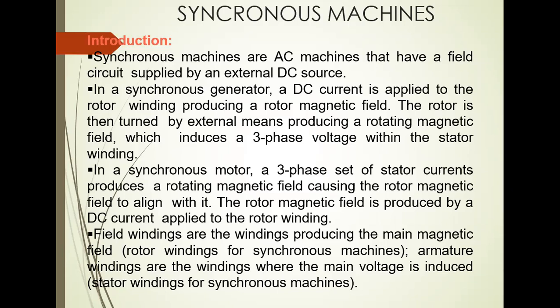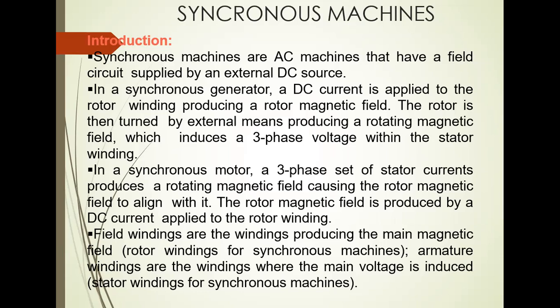So here, synchronous machines are AC machines that have a field circuit supplied by an external DC source. DC current is applied to the rotor winding, producing a rotor magnetic field. The rotor is then turned by external means, producing a rotating magnetic field which induces three-phase voltage within the stator winding. In a synchronous motor, a three-phase set of stator currents produces a rotating magnetic field, causing the rotor magnetic field to align with it. The rotor magnetic field is produced by the DC current applied to the rotor winding.